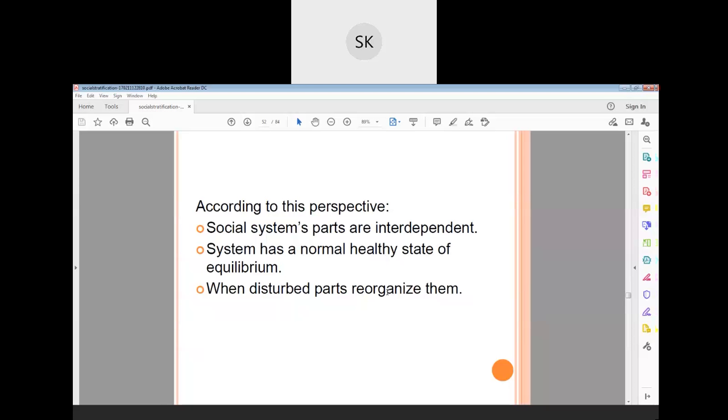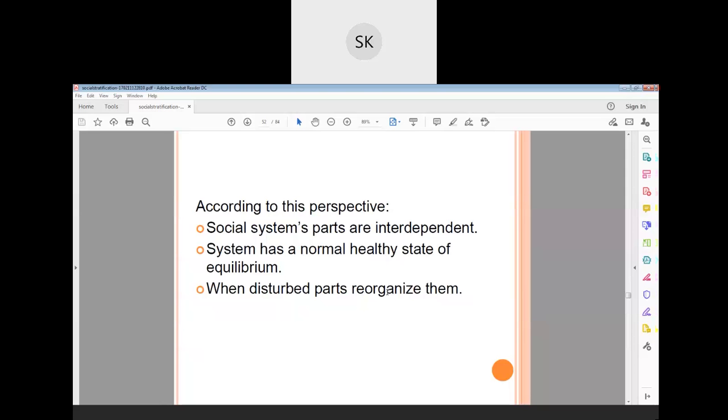According to this perspective, social system parts are interdependent. The system has a normal healthy state of equilibrium. When disturbed, parts reorganize themselves. That means the society is interdependent, not independent. One system is dependent on another system. The class system depends on the caste system.